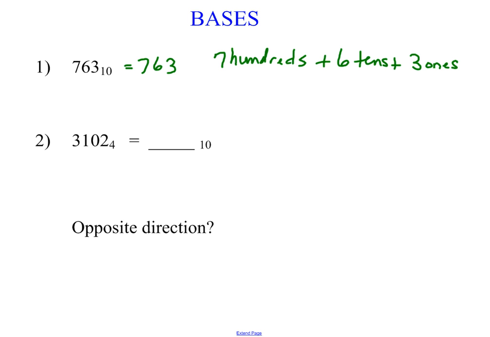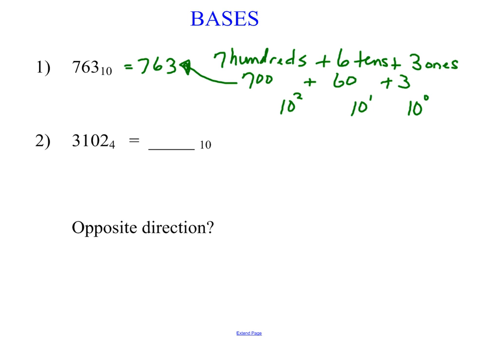Well, where does this really come from? Well, 700s is 700 plus 60 plus 3, which gives us the answer 763, in our base system. This three ones comes from 10 to the 0th power. The six tens, 10 to the first, 700s, 10 squared.